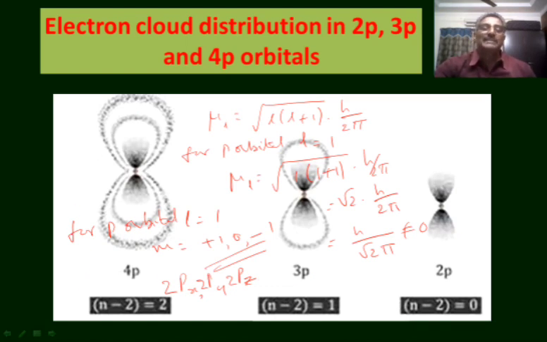In the fourth main energy level also, the p orbital has the L value 1. If L value is 1, m can take 3 values plus 1, 0 and minus 1. That means in fourth main energy level also, p orbital has 3 orientations, and those 3 orientations are said to be 4px orbital, 4py orbital and 4pz orbital.